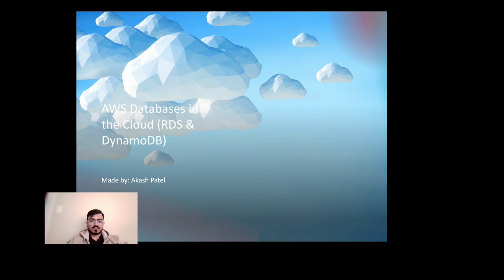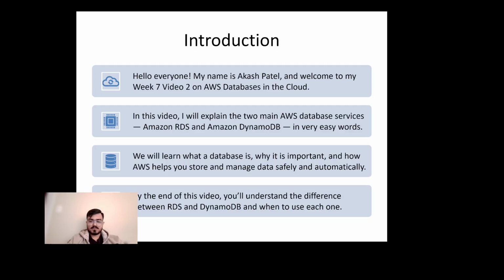So today we are going to talk about one of the most interesting and important parts of AWS database in the cloud. We will learn about two most powerful database services, Amazon RDS and Amazon DynamoDB. I will explain what they are, how they work, and when to use each one using very easy words and simple real life examples.